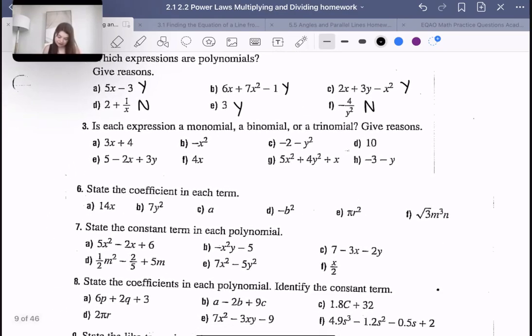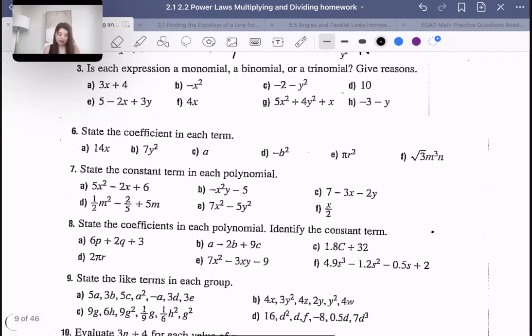Okay. In each expression, is each expression a monomial, binomial, or trinomial, and give reasons? Well, let's remind ourselves what each one of those things means. A monomial means we have just one term, right? So either that term is a constant term, or that one term is a coefficient and a variable.